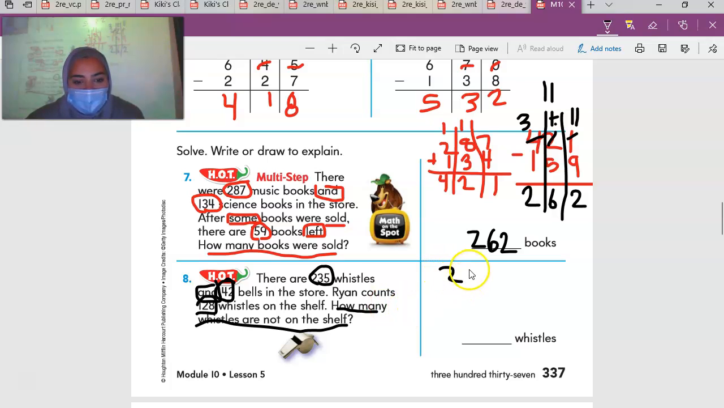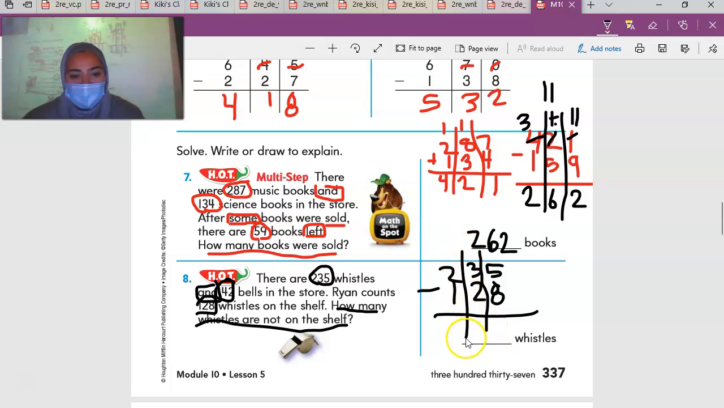So 235 take away what? 128. Why would you take away 42? 42 is bells. Do we care about bells? No, we just said that. This is an easy one-step problem. You just have to know how to read it. You have to know that they don't care about bells. The question isn't asking about bells. They put the bells in there just to try to confuse you, and we're too smart for that, so we're going to put an X on 42 bells. Guys, all that matters is what the question says. That's what's important, to answer what the question is, not to bring all this extra information in.